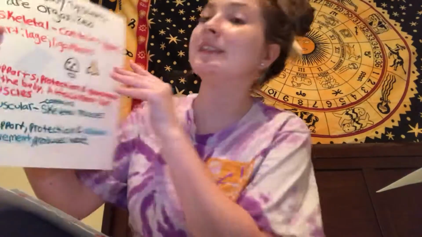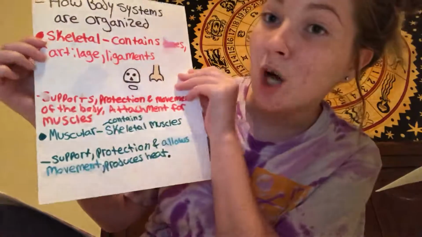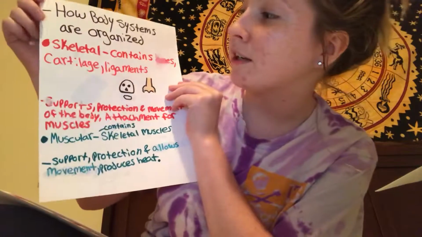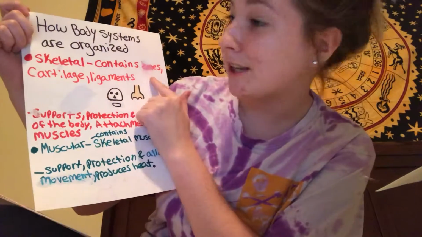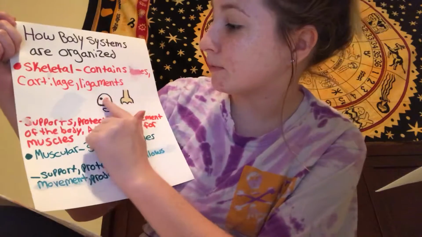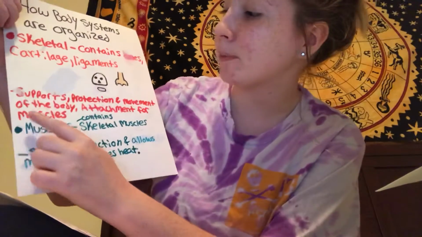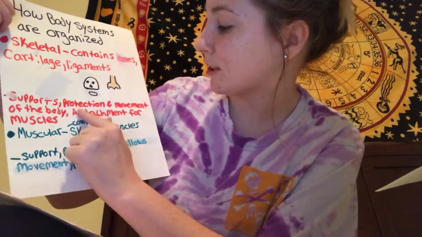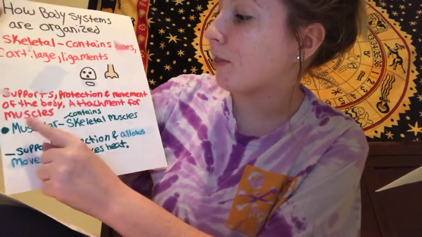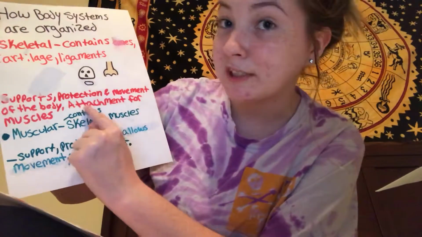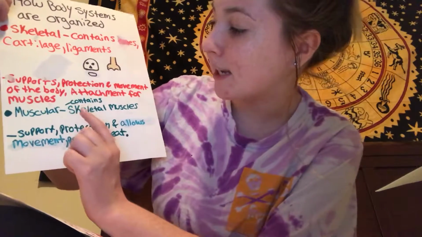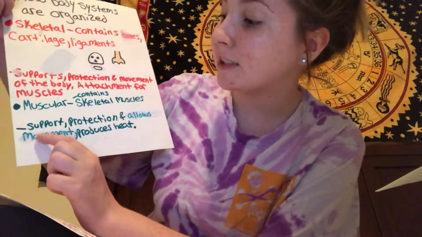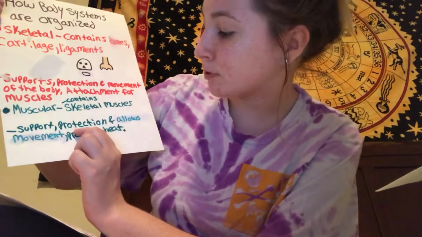And now, this is how the body systems are organized. So the first one is the skeletal system, which contains bones, cartilage, and ligaments. The purpose is to support protection and movement of the body, and also attachment of muscles. Next is the muscular system, which contains skeletal muscles, and its purpose is to support, give protection, allow movement, and produce heat.